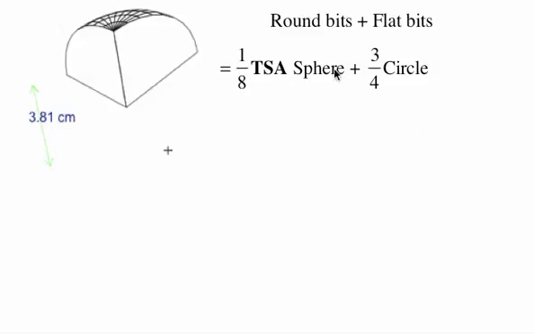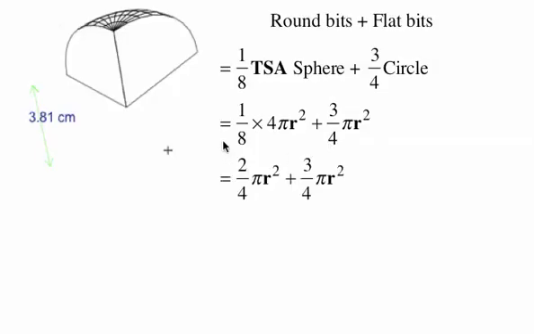The total surface area of a sphere is 4 pi r squared. So we have 1/8 times 4 pi r squared plus 3/4 pi r squared. The 1/8 times 4 becomes 4/8, and we can reduce that all the way down to a half. But if I keep my common denominator, I end up getting 2/4. I can rewrite my 1/8 times 4 as 4/8, which I can reduce to 2/4. The reason I'm reducing it only to 2/4 as opposed to 1/2 is so that it'll add nicely to the 3/4. So I have 2/4 pi r squared plus 3/4 pi r squared.